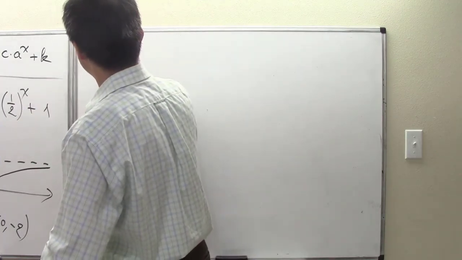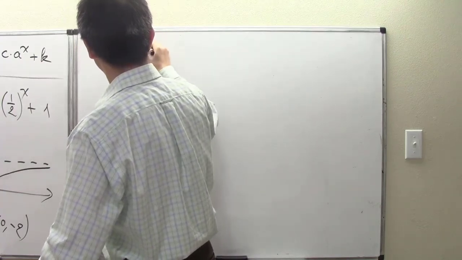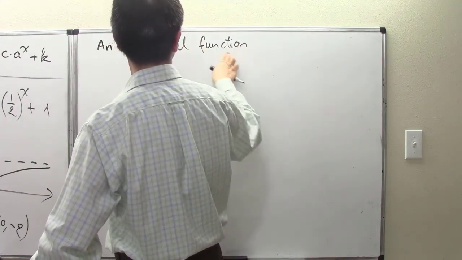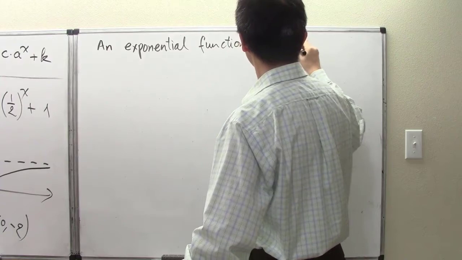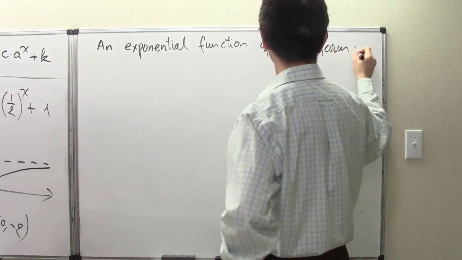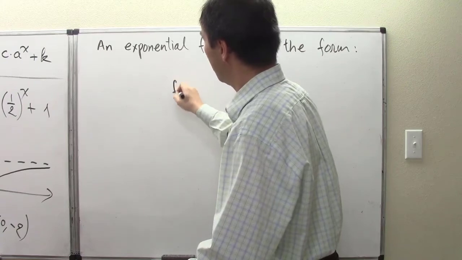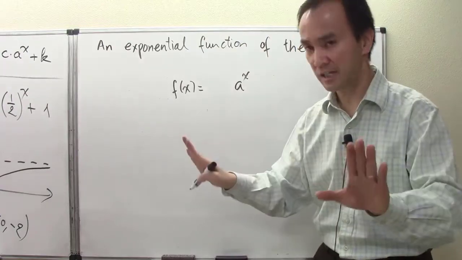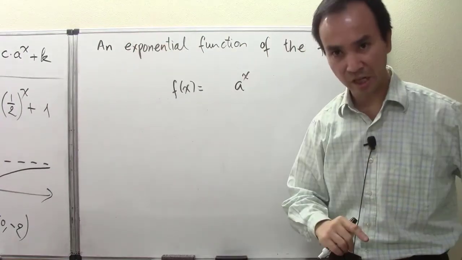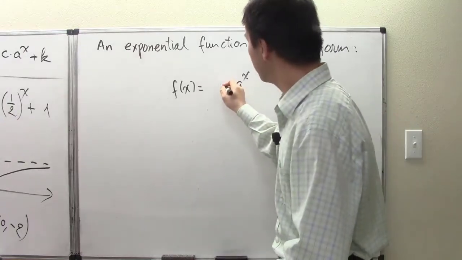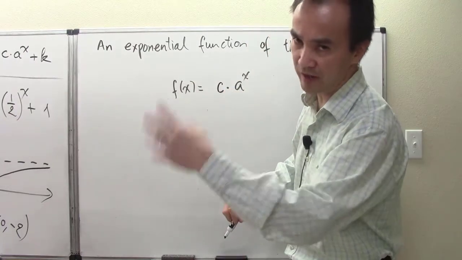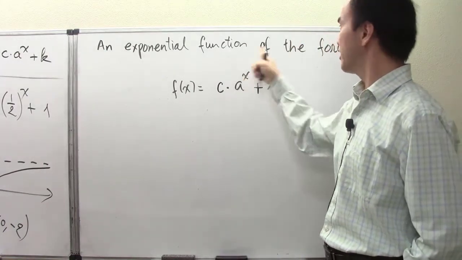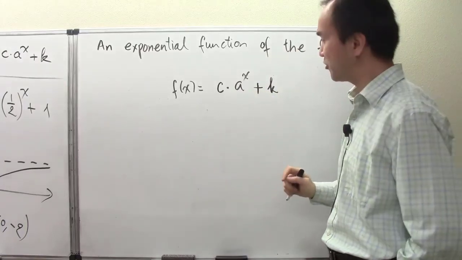Let's put it this way as a generalization: an exponential function of the form f(x) = c·a^x + k. It's the ordinary a^x function, regardless of whether it's a base above 1 or a base below 1, positive base of course, multiplied with a constant coefficient, doesn't matter positive or negative, plus k.